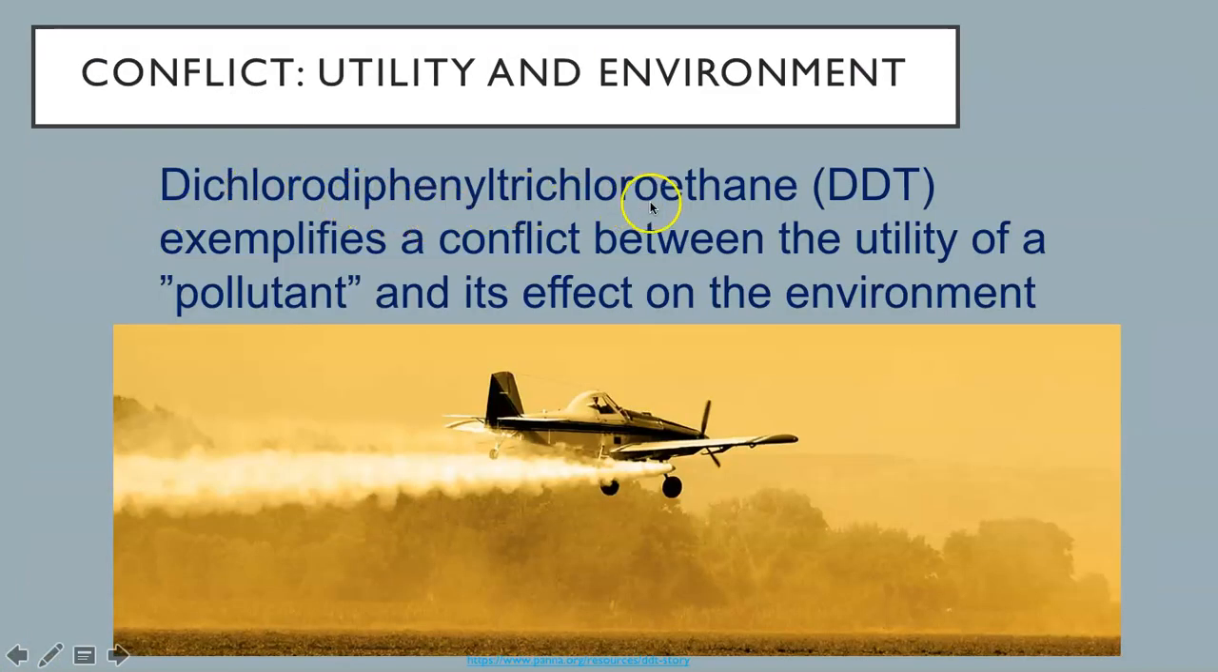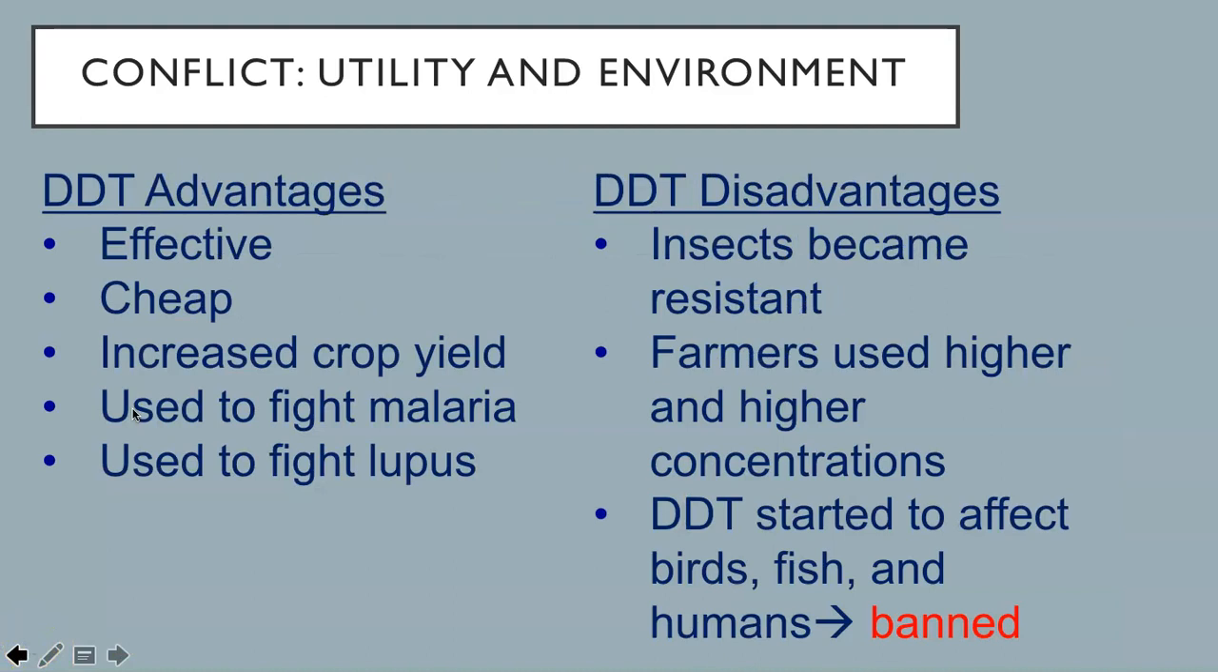Dichloro diphenyl trichloroethane, or DDT, exemplifies a conflict between the utility of a pollutant and its effect on the environment. Recall from topic 1.1, your first exposure to DDT, that there are advantages of it. It is effective and it's cheap. It can increase crop yield as a pesticide. It's also used to fight malaria and can be used to fight lupus. But there are disadvantages. Farm insects became resistant to it, and farmers had to use it at higher and higher concentrations. Thus, DDT started to affect birds, fish, and humans, which resulted in it being banned.